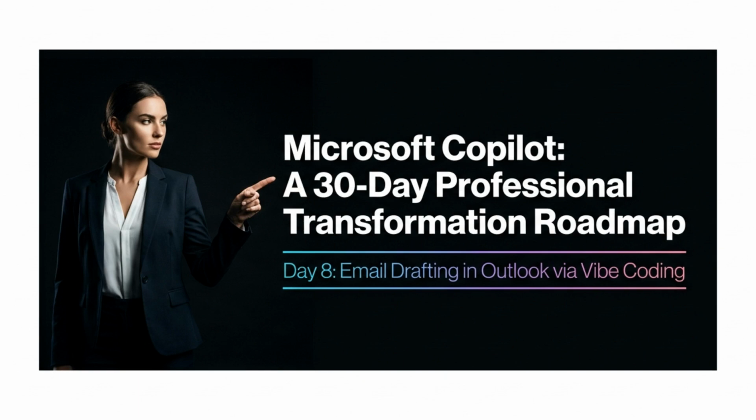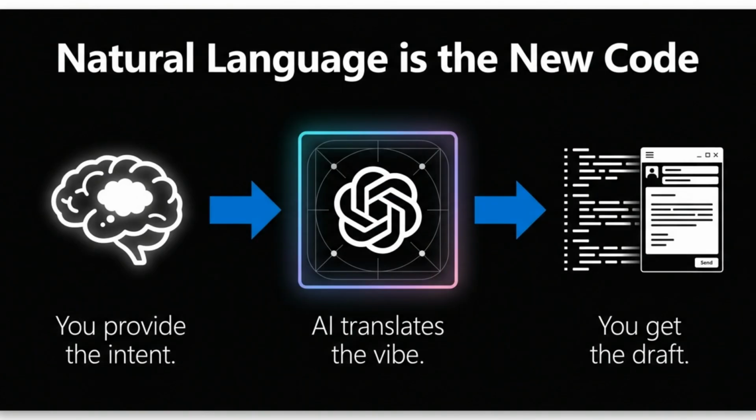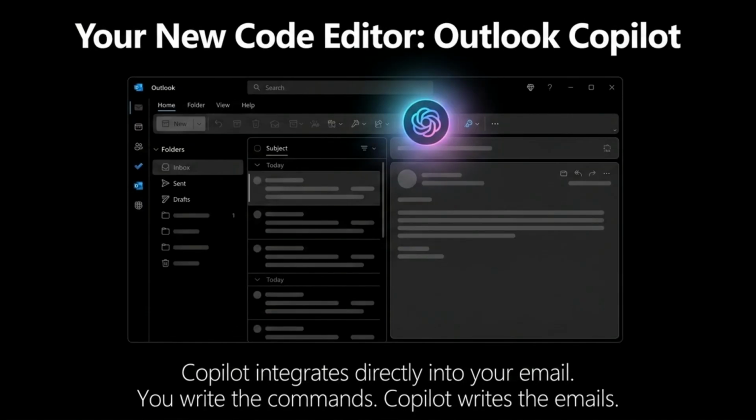Today, we're focusing on how to draft and manage emails in Outlook using the power of Copilot and vibe coding. Think of natural language as your new code. You provide the intent, the AI understands the vibe, and it generates the draft for you. Outlook Copilot is your new code editor. It integrates directly into your email workflow, allowing you to write simple commands while Copilot handles the actual drafting.